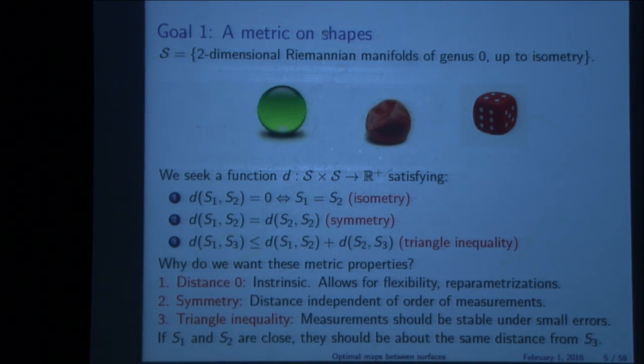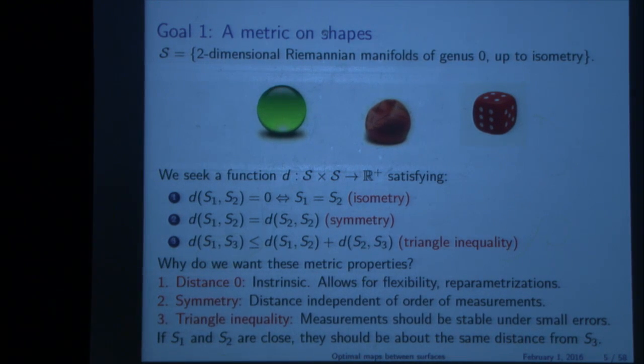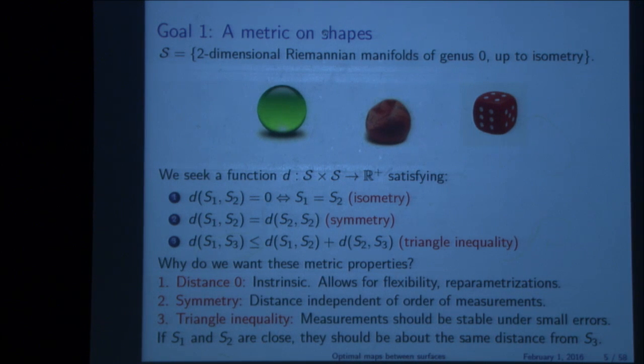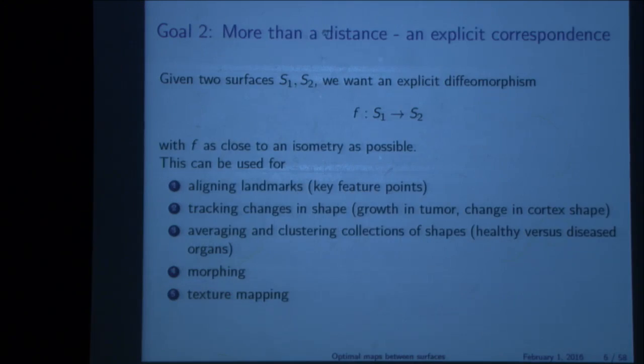Symmetry just means that if a doctor compares a sick tumor to a healthy tumor, or a sick organ to a healthy organ, then the distances won't depend on the order of measurement. And the triangle inequality says that the measurements aren't sensitive to noise. So if you have two surfaces that are very close, then the distance from a third surface will also be in close alignment. So these are useful properties to have.